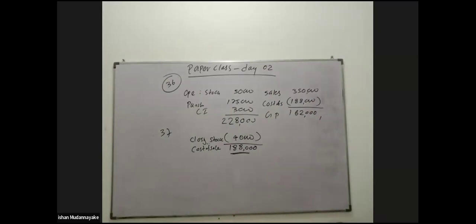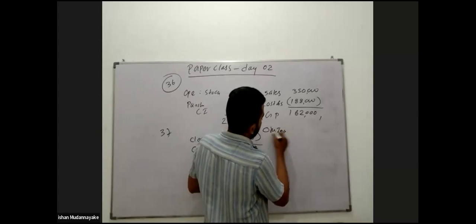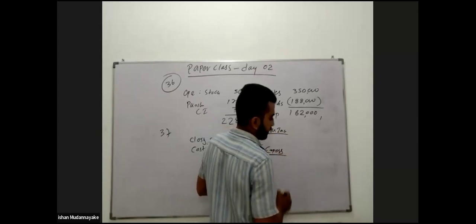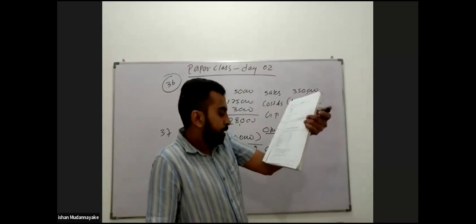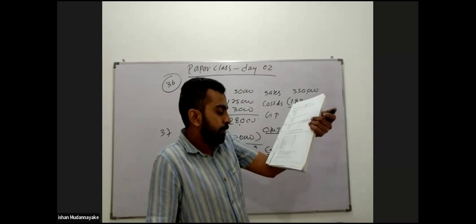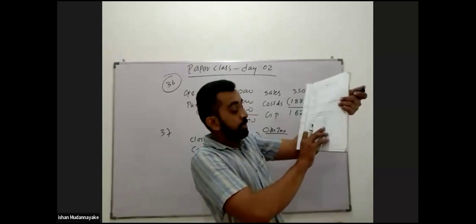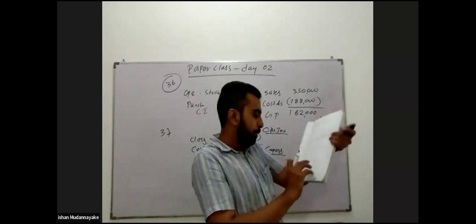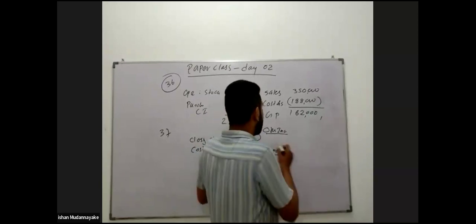Now gross profit plus other income minus expenses. How much? Look at the question properly, look at the additional information. Payable salaries and wages charges for the year 6,000. Salary paid amount, how much? 34,000. And then 34,000 plus 6,000, the relevant salary expense for the period, how much? 40,000.